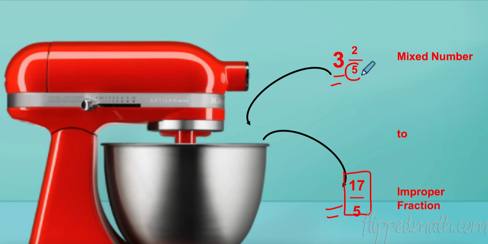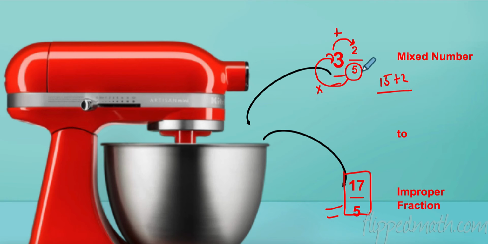This should be review. So I'm going to take the bottom number and multiply it by the side number. So that's 15. Then I'm going to take that number and add the numerator. 15 plus 2.